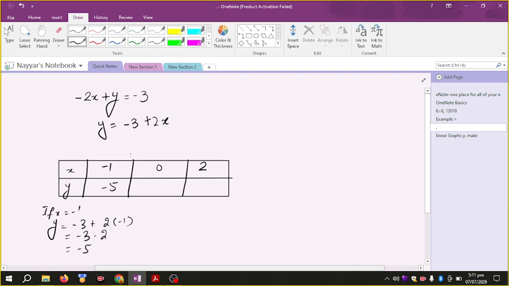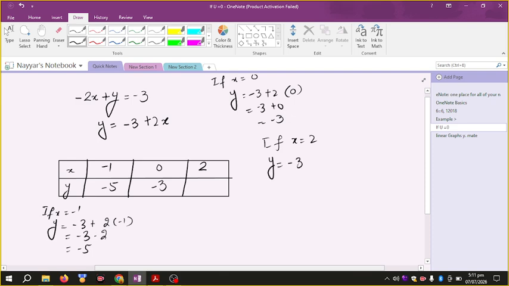Now substitute x is equal to 0. So if x is equal to 0, the value of y is minus 3 plus 2x. In place of x, you will substitute 0. So you will get minus 3 plus 0, which is minus 3. Now you will substitute x is equal to 2. So minus 3 plus 2x, in place of x you will substitute 2. So y is equal to minus 3 plus 4, which is 1.